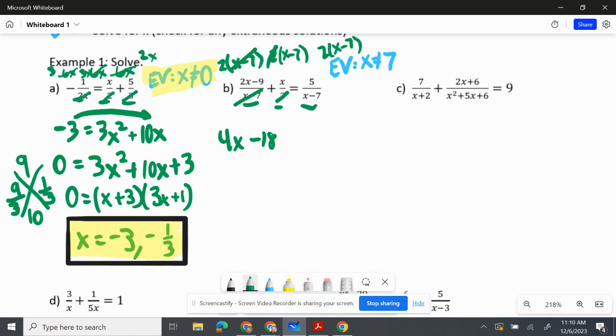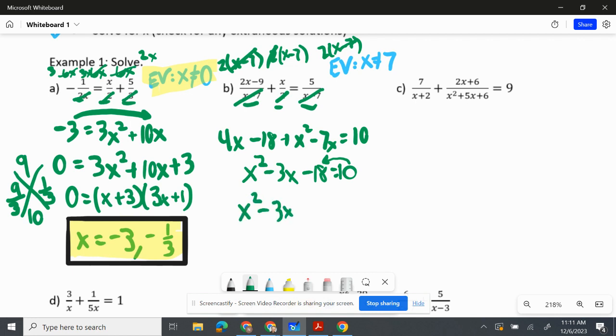The 2's cancel. So x times x is x squared. x times negative 7 is negative 7x. Here, the x minus 7's cancel. 2 times 5 gives me 10. I'm going to simplify. So I have x squared minus 3x plus 18 equals 10. And then what I want it to do is equal 0, so I subtract the 10. x squared minus 3x minus 28 is equal to 0.